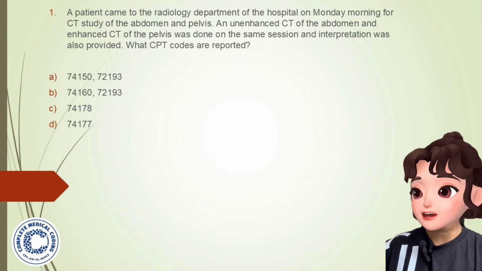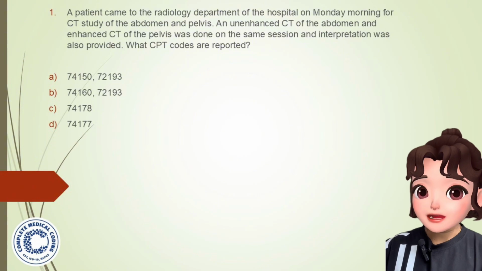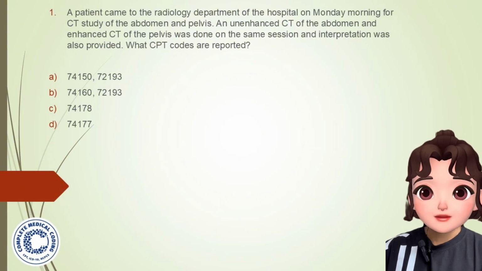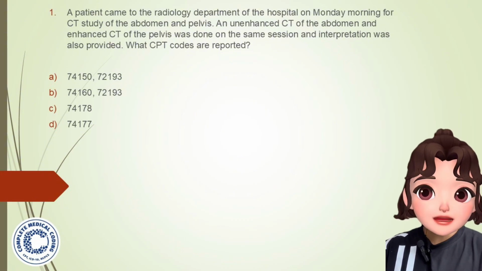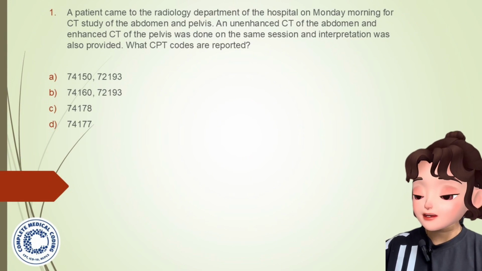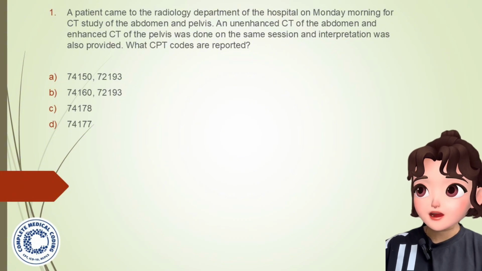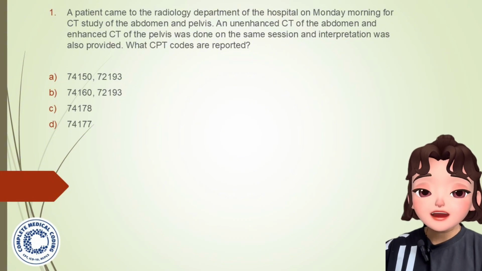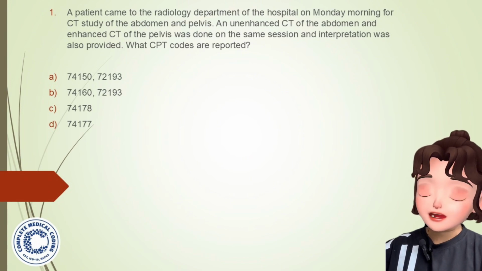What is 74178? CT scan of abdomen and pelvis without contrast material in one or both body regions, followed by contrast material and further sections in one or both body regions. So this is the exact CPT code. See, without contrast in one or both. It can be either one or both. So without contrast means initially without contrast is done. That is what is mentioned in our question. Initially it was without contrast for the abdomen, followed by with contrast material for the pelvis. So this will be our correct answer, 74178.